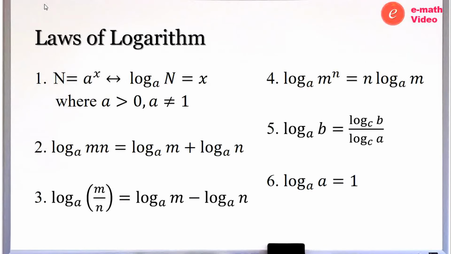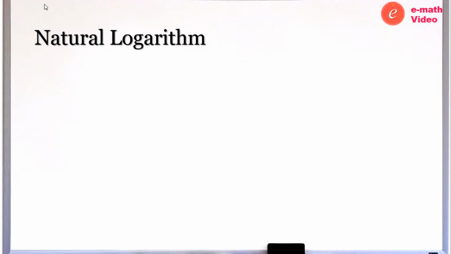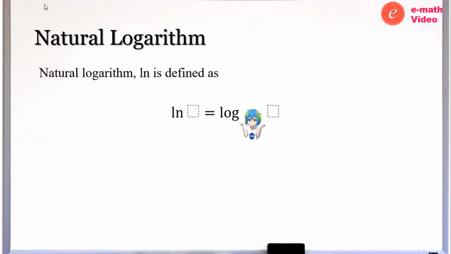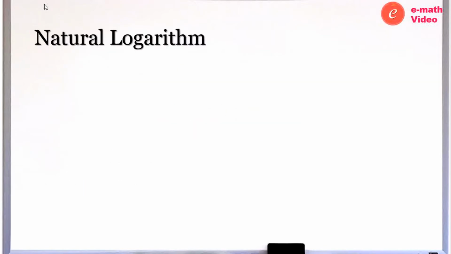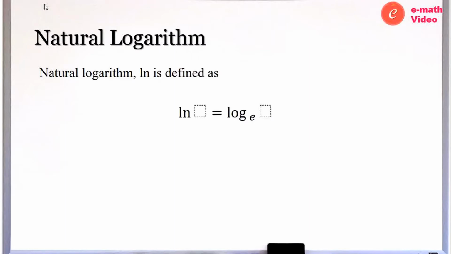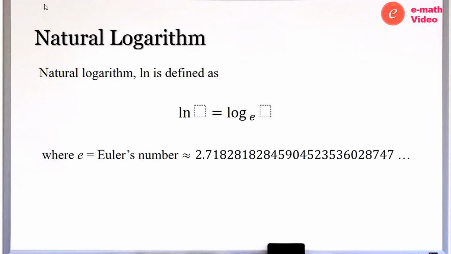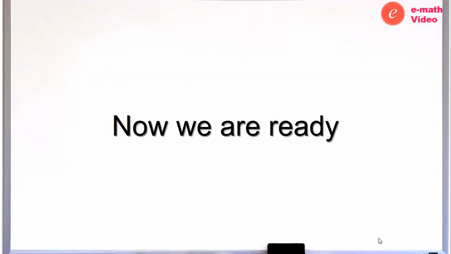Next, I want to know what is natural logarithm. Natural logarithm, written as ln, is defined as log base e, where e is Euler's constant, approximately 2.718281828. Now we have all the weapons that we need to fight the big boss.